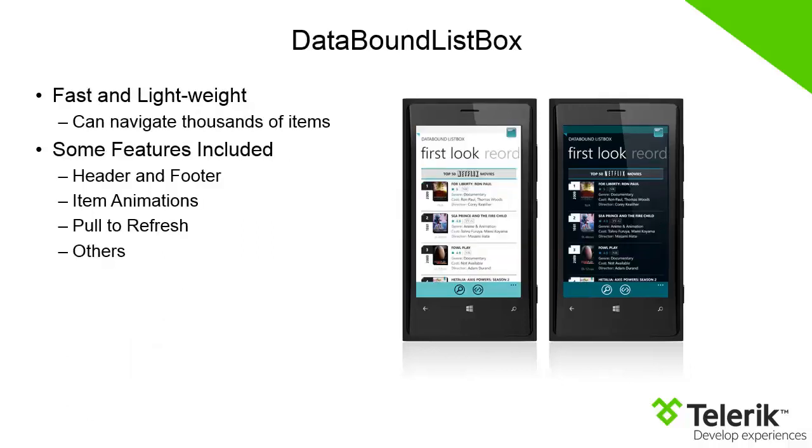DataBoundListBox is a fast and lightweight version of the standard long list selector component. With this control, your end users can navigate through thousands of items without ever slowing down the application. RadDataBoundListBox supports defining a header and footer, as well as per item animations which are applied when the data source changes. It also includes pull to refresh functionality. There are also other features such as wrap mode, multi-selection with checkboxes, and much more.